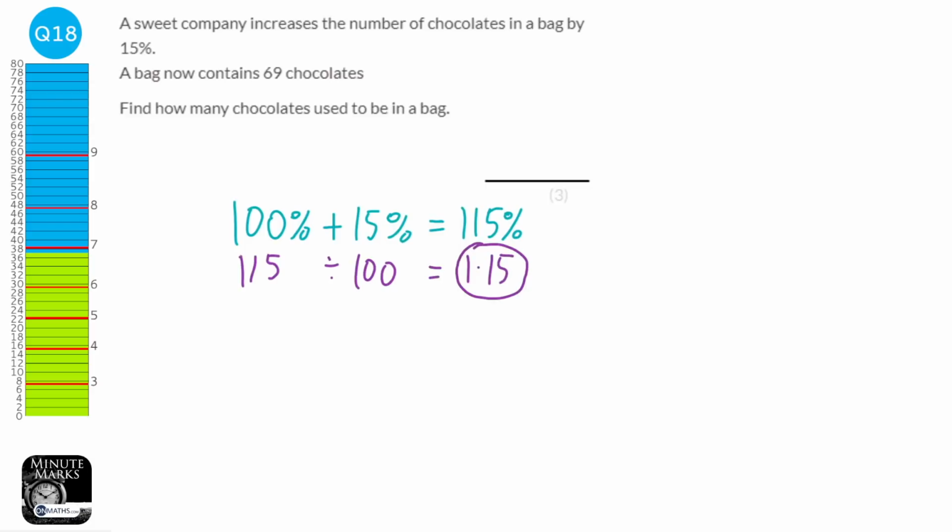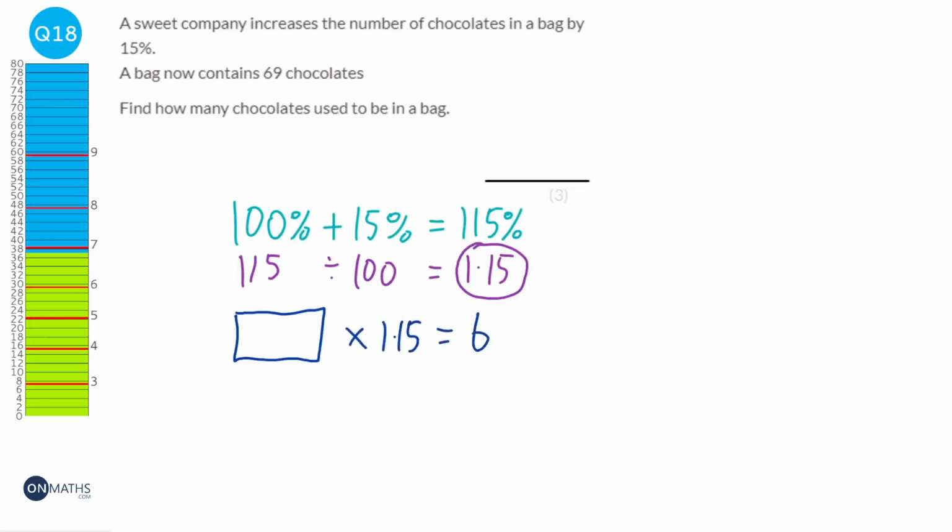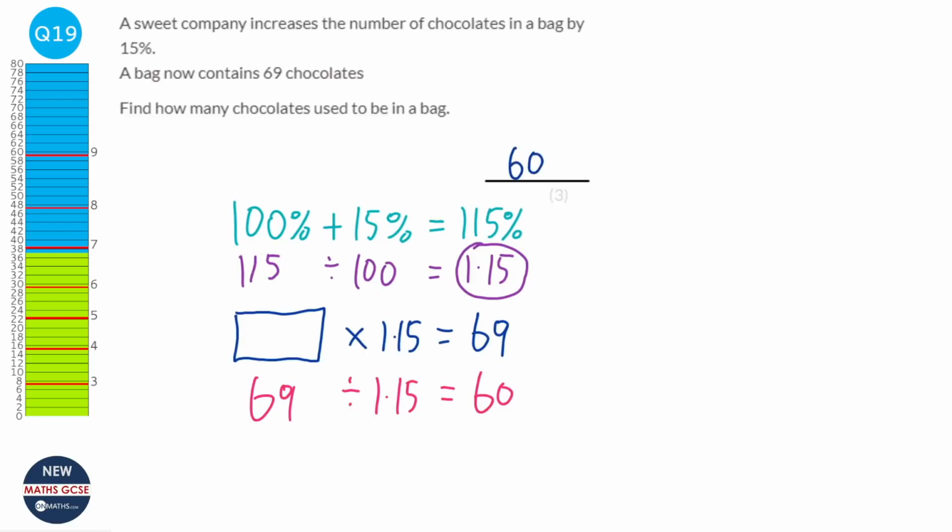Now they used that multiplier on the original amount, and they times it by 1.15, and they got the answer of 69. But if we're working the other way to find out what they times by 1.15, we get that 69 and we divide it by the multiplier. So if we want to work out what the original number was, we divide it by the multiplier, and that gives us 60. So the answer will be 60.